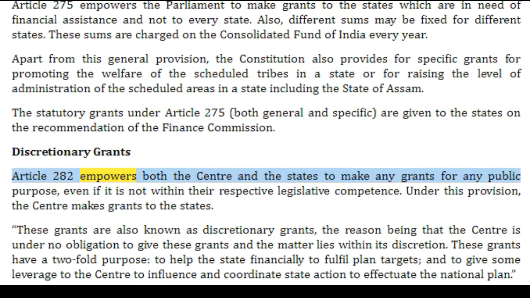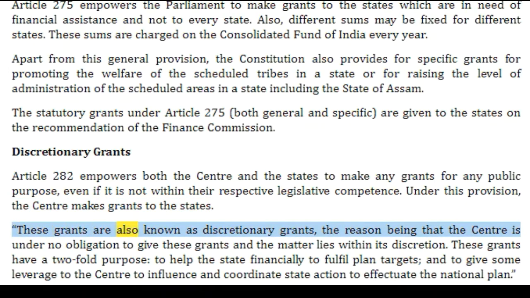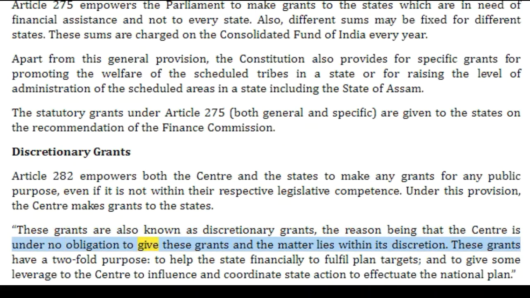Discretionary grants. Article 282 empowers both the center and the states to make any grants for any public purpose, even if it is not within their respective legislative competence. Under this provision, the center makes grants to the states. These grants are also known as discretionary grants, the reason being that the center is under no obligation to give these grants and the matter lies within its discretion.